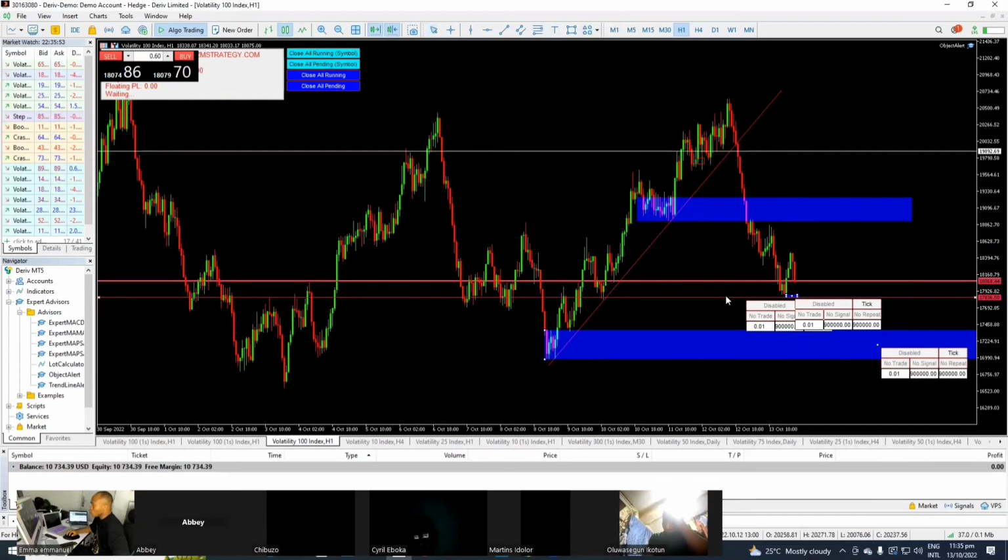So simply it means I still need to wait for the market to get to this level, because this bullish movement started at this level. That's your point of interest. For this bullish movement, my first point of interest will be this level on the 1 hour time frame.